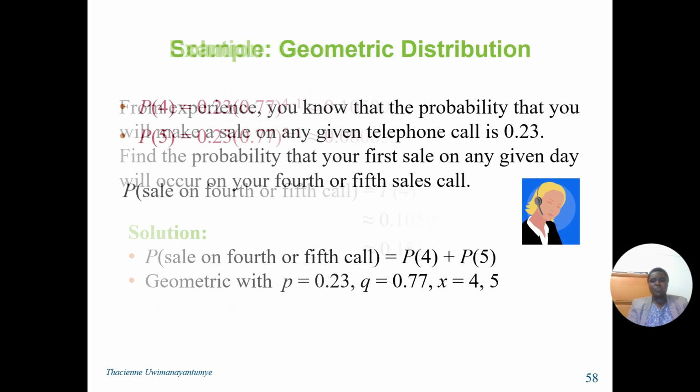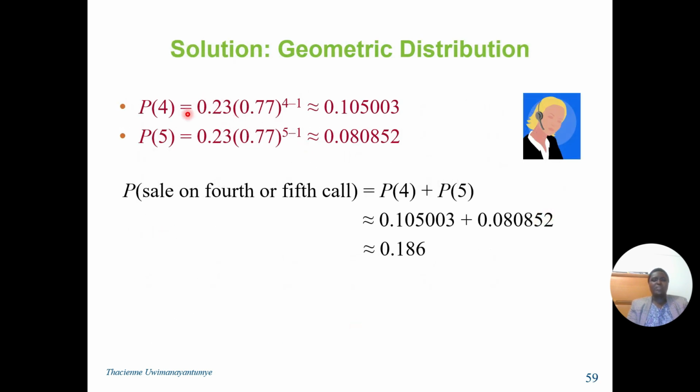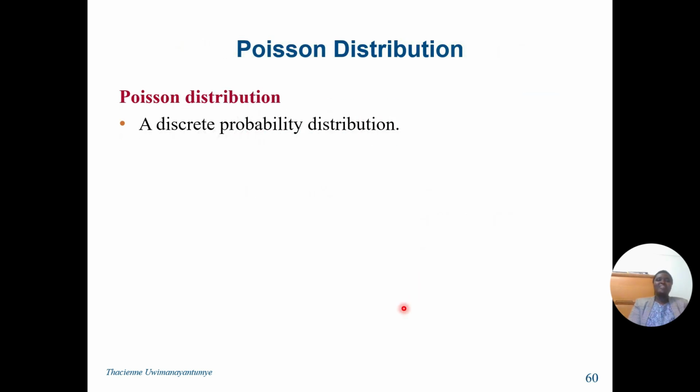So then for x equal to 4, we will have p is 0.23 times q 0.70, then x is 4, then minus 1. Then for x equal to 5, we will have 5 here, 5 minus 1. So we have these two probabilities, then we add them together. So the probability of having a sale on the fourth or the fifth call will be equal to 0.186. Yeah, that's it.